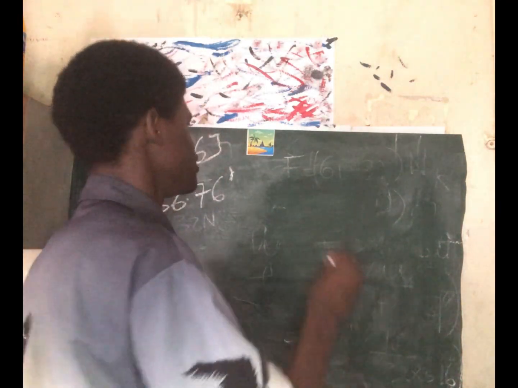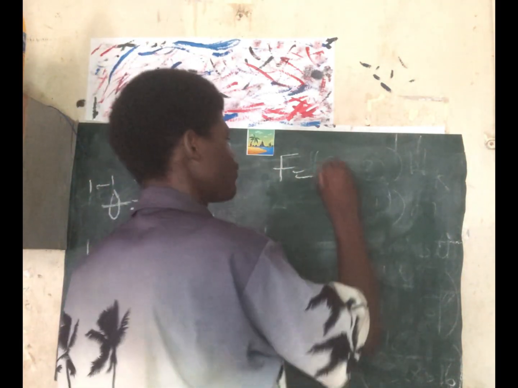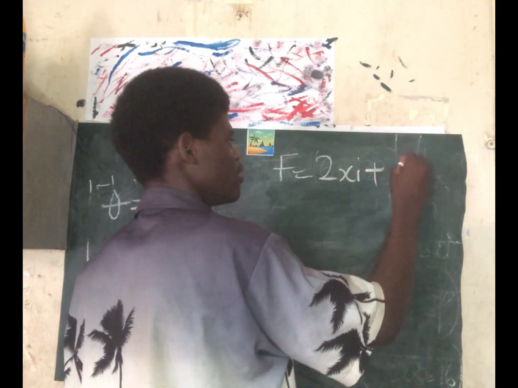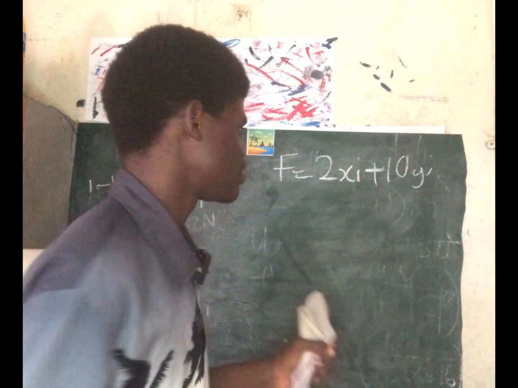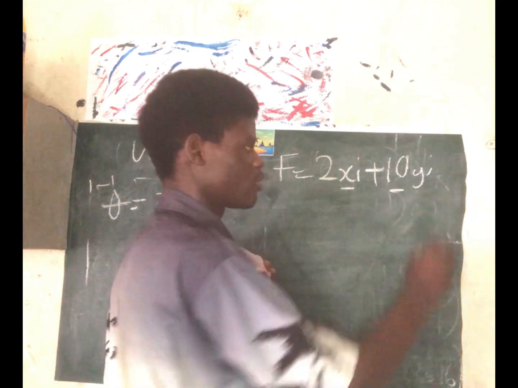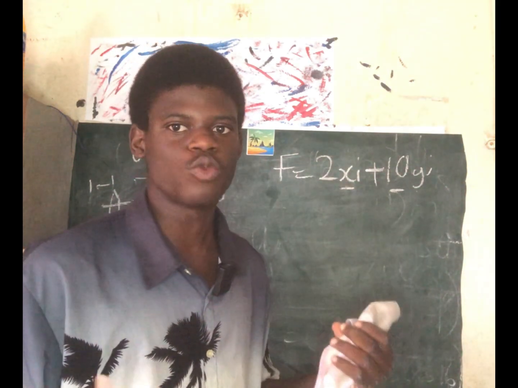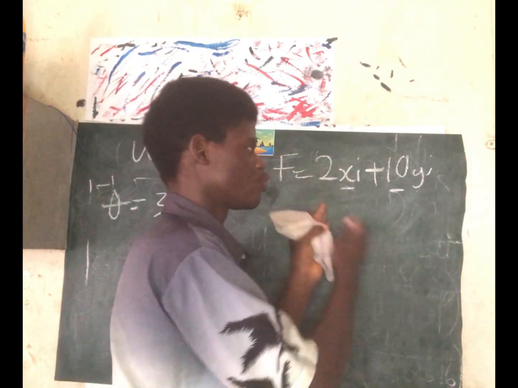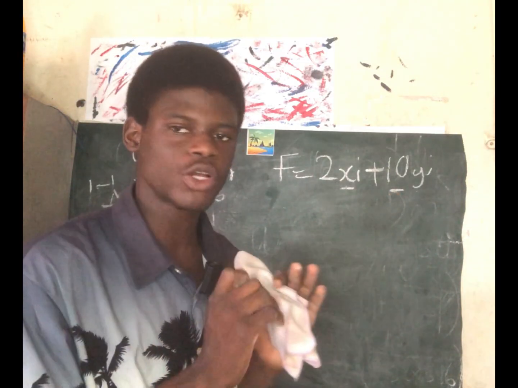But if they give you something like this, and they say, let's say the force is 2x i and now maybe 10y j. What this tells you is that this force is in the x direction, while this one is in the y direction. It's possible they are just asking us to find the work only in the x direction. So if they ask for the work only in the x direction, we just ignore the y direction.